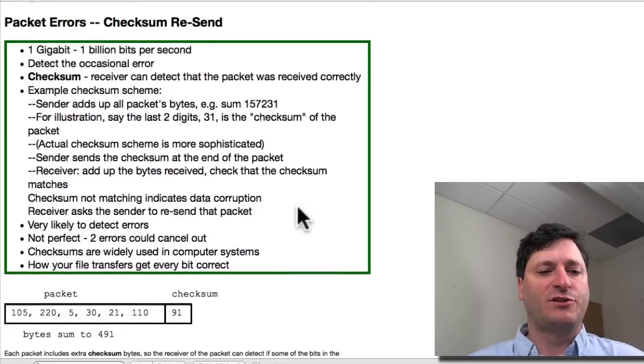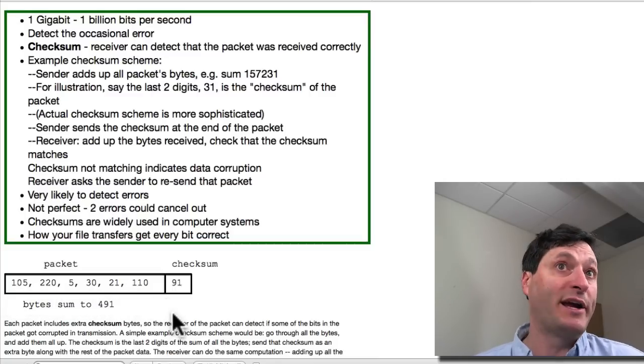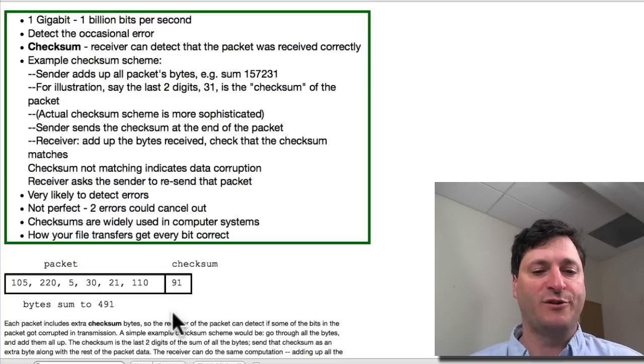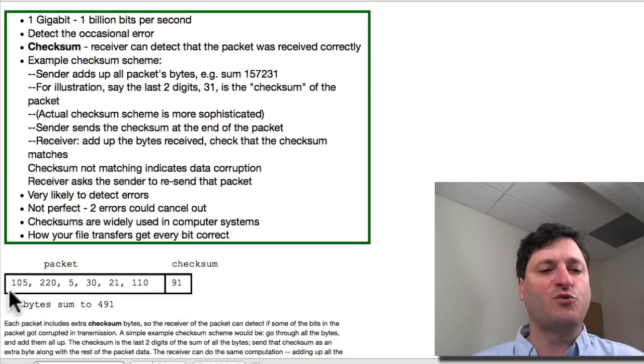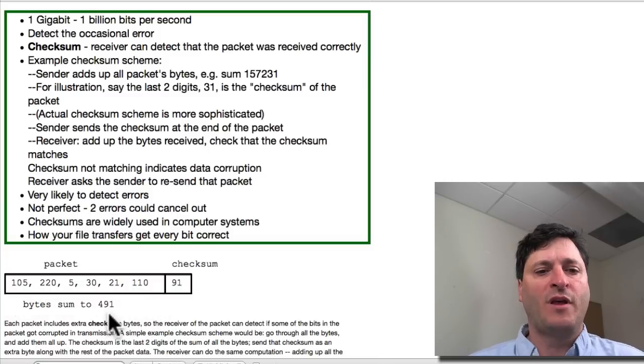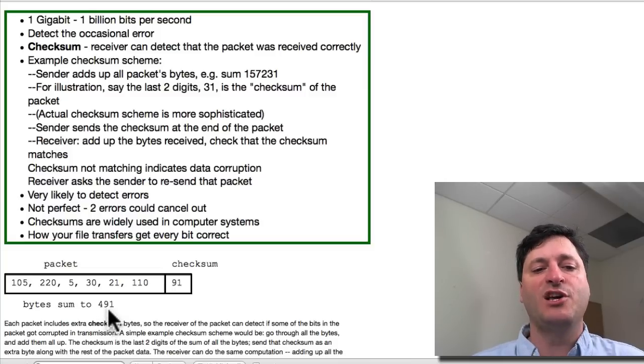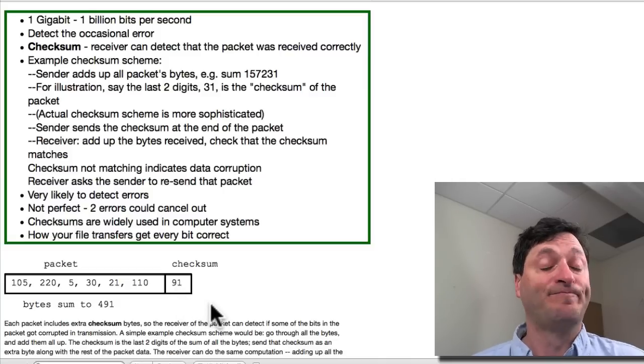The way it works, I'll look at my little diagram down here, is that before the sender sends the packet, they could look at the whole packet, and it's just a bunch of numbers, right? A bunch of bytes, each between 0 and 255, as we know. What the sender could do is go through these numbers and just add them up. In this case, these add to 491. Let's say, as an example, our scheme is that we always take the last 2 digits. So in this case, the last 2 digits are 91, and we'll say that's the checksum for this packet. We'll just put that on the end and send that too.